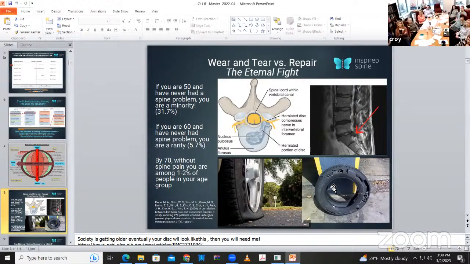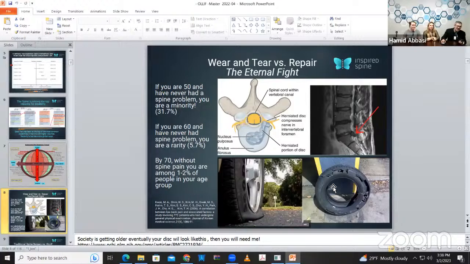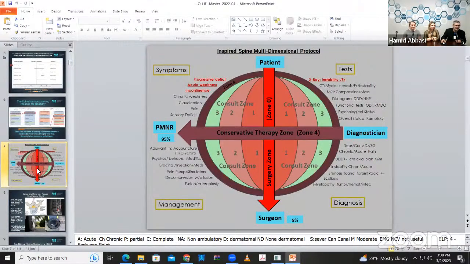So by number, people are getting older. It's going to be a lot of people whose discs look like that. Those are people who need my help. Now, I want to emphasize that we have created very comprehensive protocols so that surgery is truly the last thing that the patient gets. Meaning that long before the surgery, you are the front line of helping the patient so they don't need me.